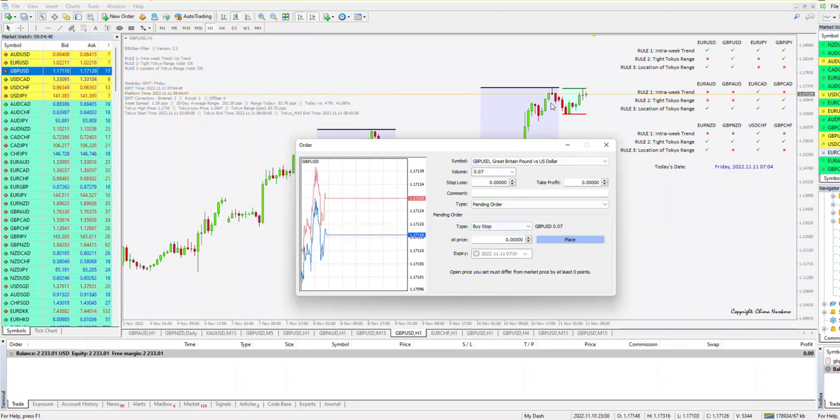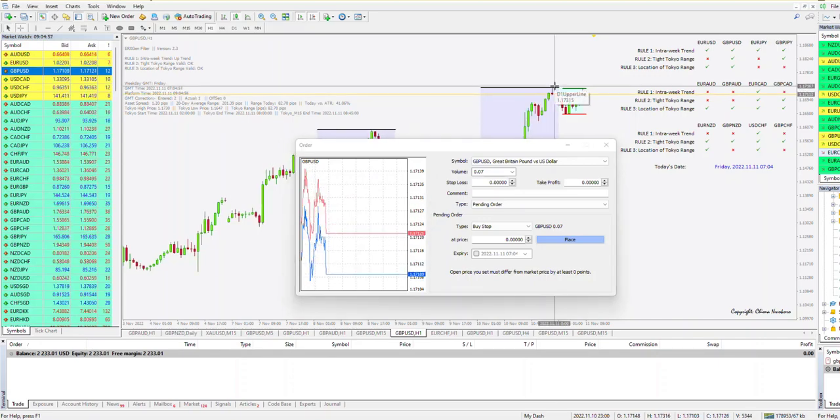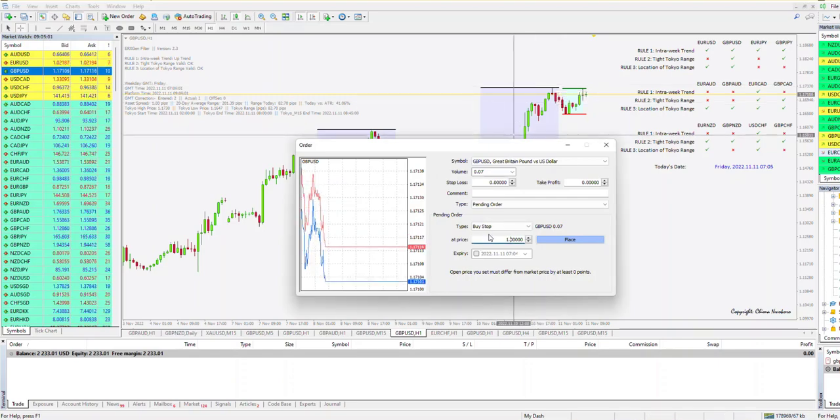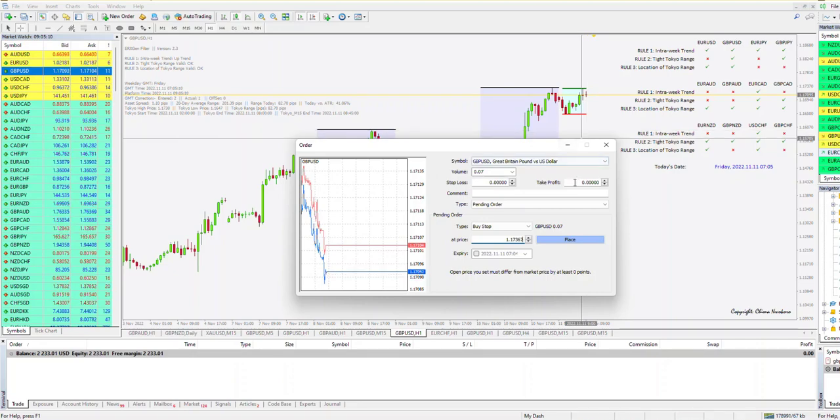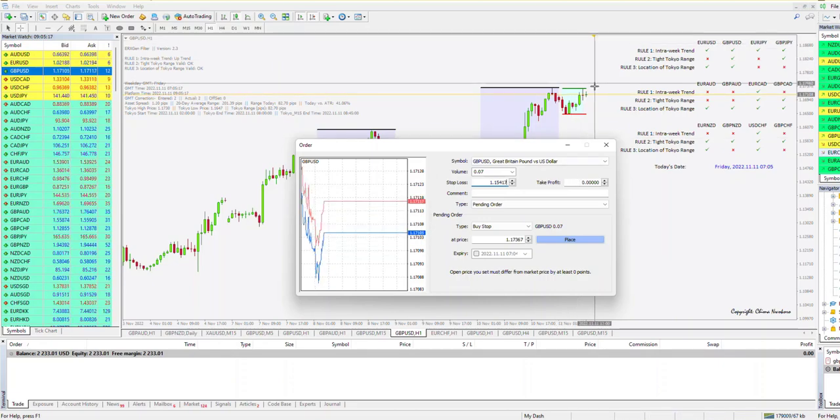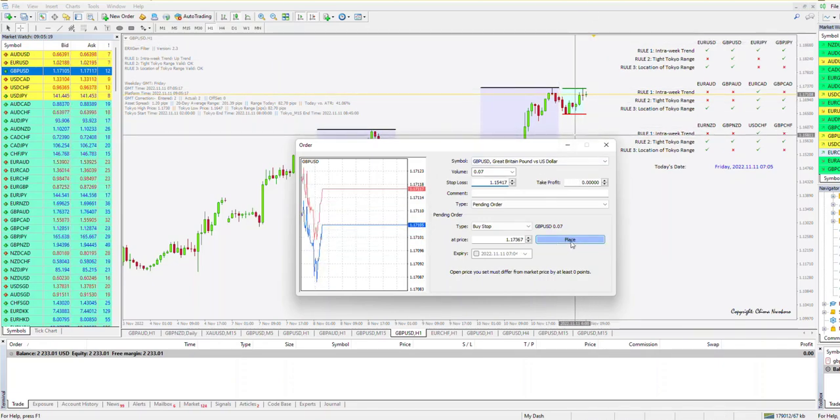Buy stop. So I'm going to put my buy stop a few pips above here, but you can see the high of the prior day is also very close. So I'm going to do it a few pips above here really, which is around 1.17367. And then my stop loss will be a few pips below here, 1.15417. I'm not going to put a take profit. I can, but I want it to run free.